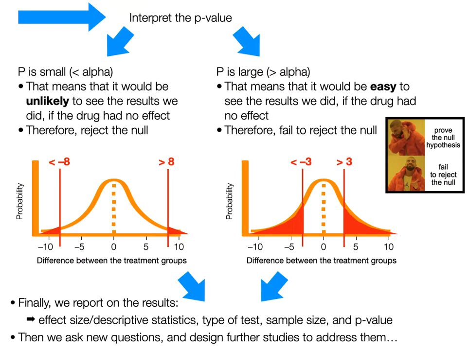Okay, so finally, we report on the results, and we'd also report things like the effect size, the descriptive statistics, the type of test we ran, the sample size, and the p-value. And then we'd ask new questions. We'd design further studies to address them. So that's what we're doing with the null hypothesis testing approach.